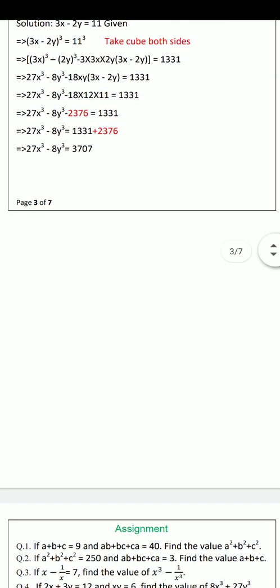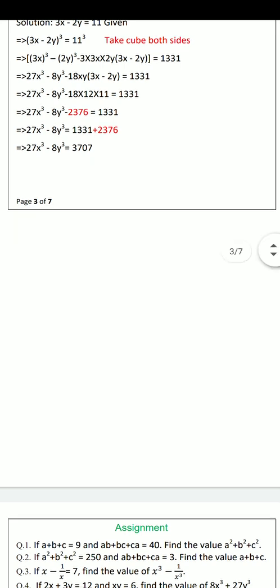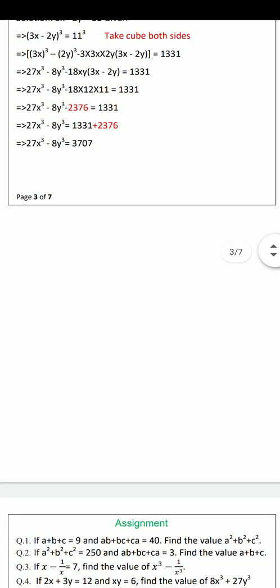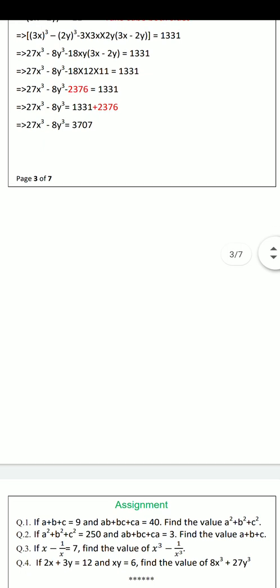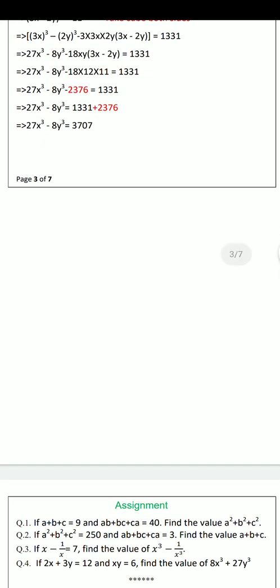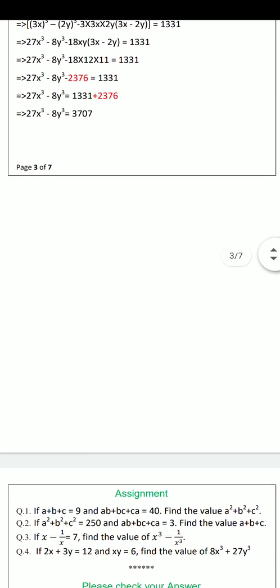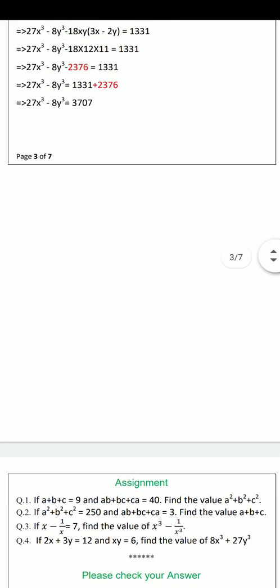27x cube minus 8y cube minus the product of 18, 12 and 11, which is 2376. Here it is negative, equal to 1331. In the next step we will transpose to the right side. So 27x cube minus 8y cube equals 1331 plus 2376. So lastly, 27x cube minus 8y cube equals 3707.